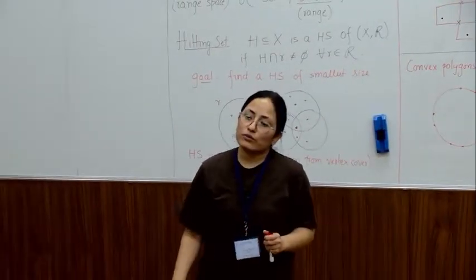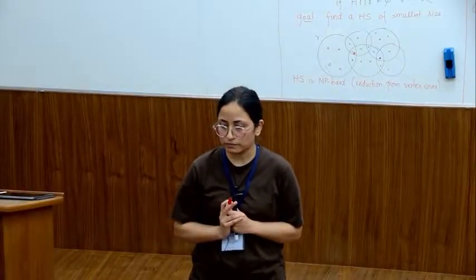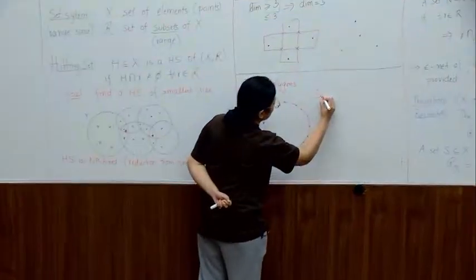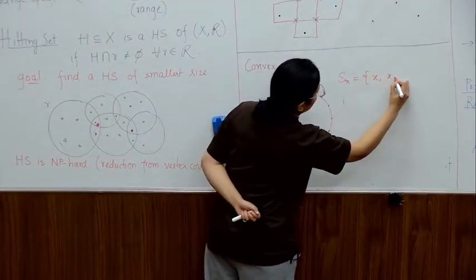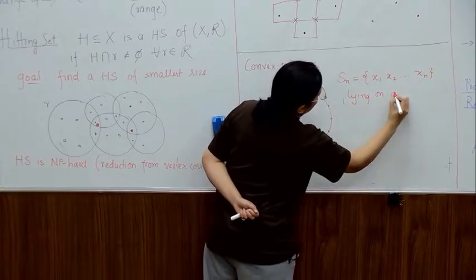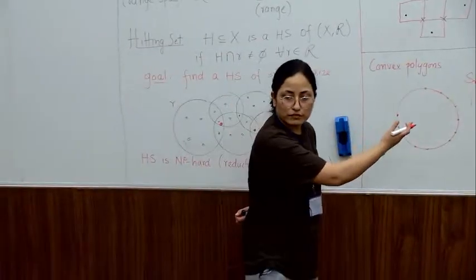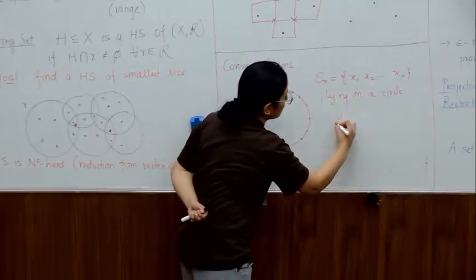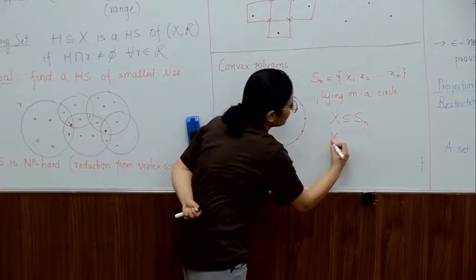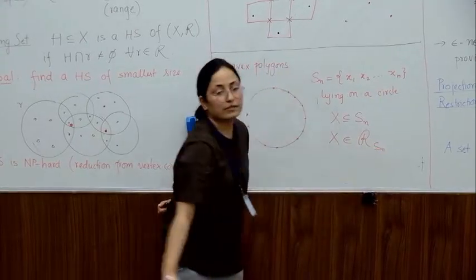Okay. Now we want to see whether this point set can be shattered by convex polygons. Here I have a set with n points, and all of them are lying on a circle. Take any subset of this set. Let's say X is some subset of this set. The question is whether X belongs to the projection of R onto this set S_n.